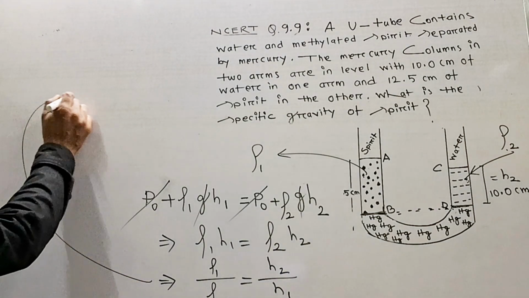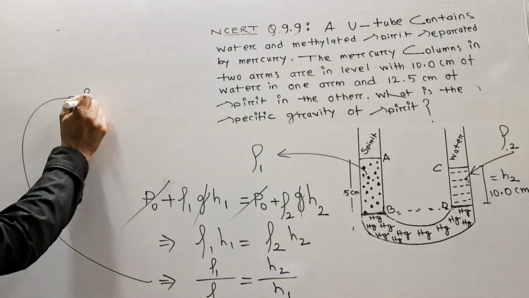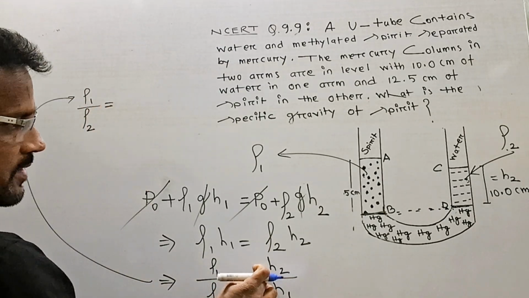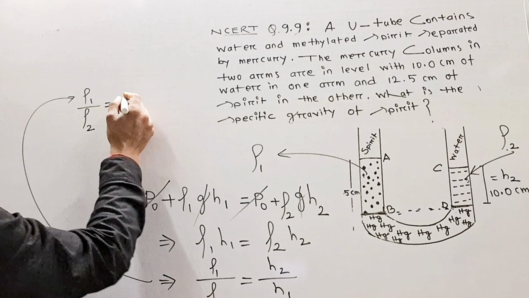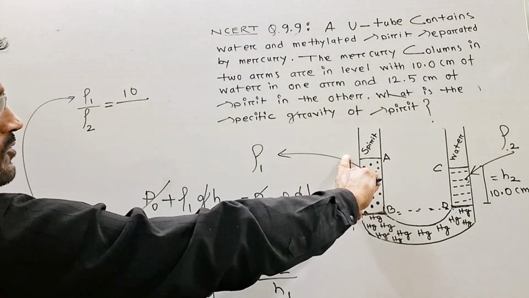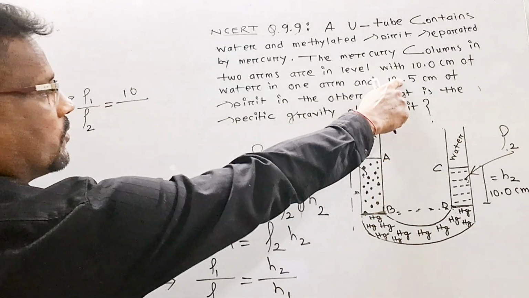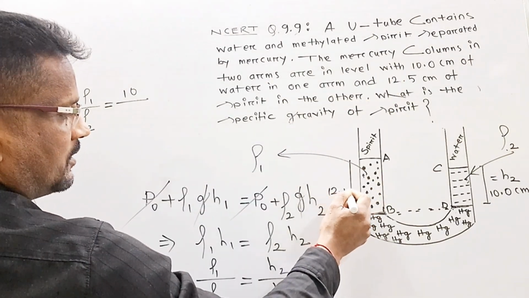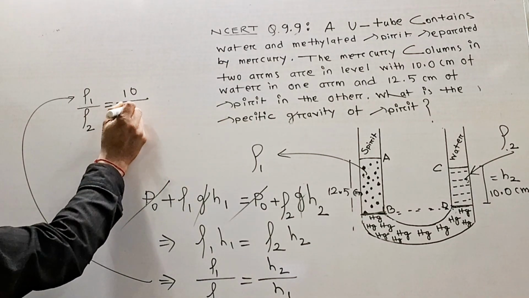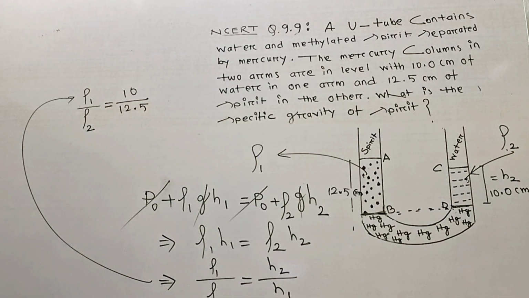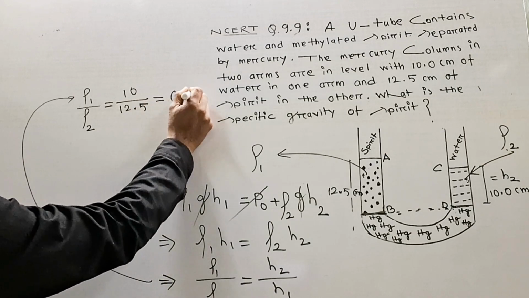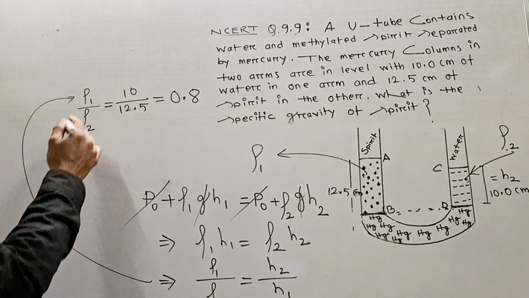Now see what you obtained. Rho 1 by rho 2 equals h2, whose value is given. h2 is the height of the water column, that is 10, divided by h1. How much is h1? That height is also given to you. h1 is 12.5 centimeter, the height of the spirit column. So 10 over 12.5, and if you simplify this, the value will come as 0.8.